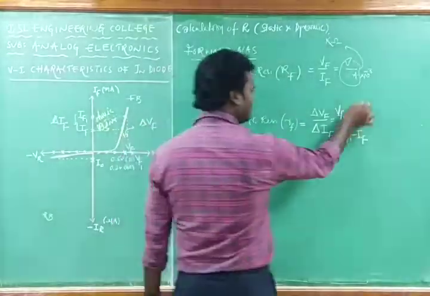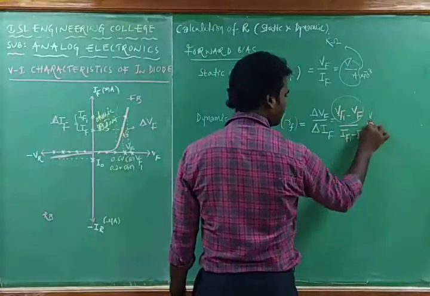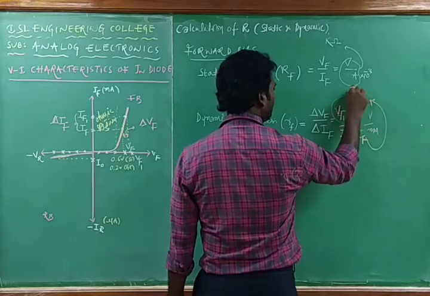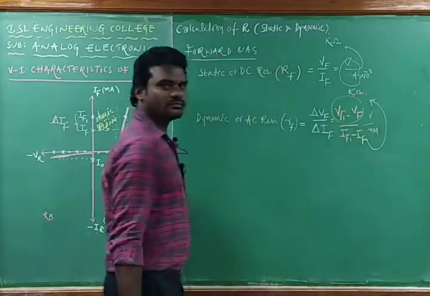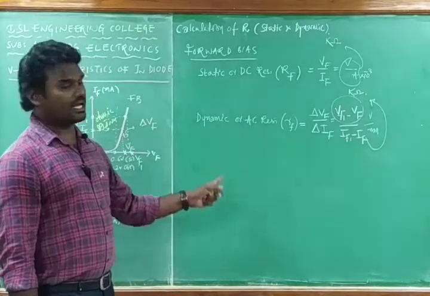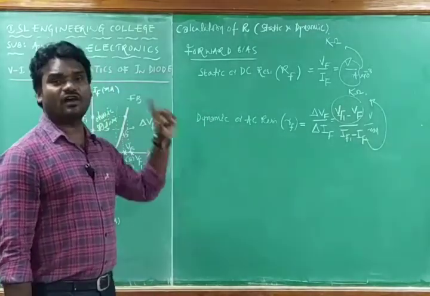And again the units are volts for the numerator and milliamps for the denominator, so that again it also offers kilo ohms resistance. This is the calculation of static and dynamic resistances in forward bias.